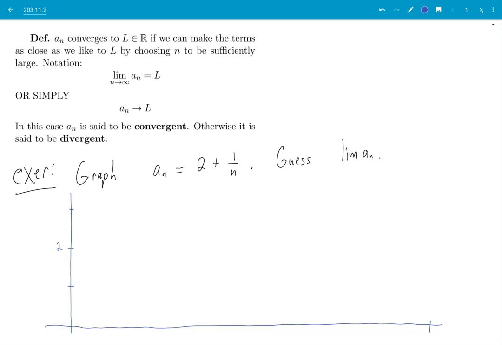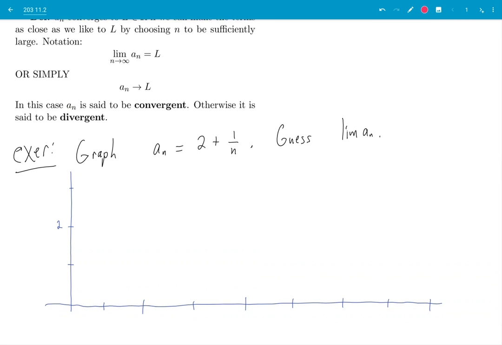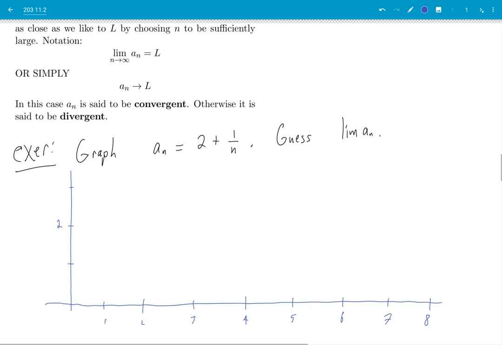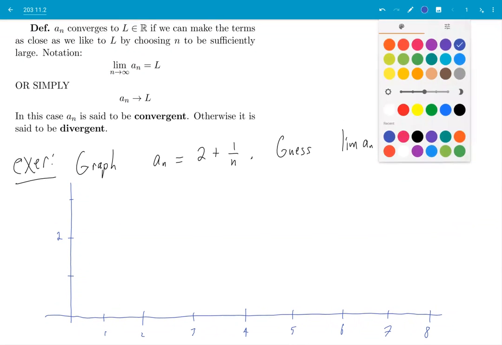Well, bear with me while I work this out. Just drawing a scale here. Label 1, 2, 3, 4, 5, 6, 7, 8. Good enough. Okay, where was I?